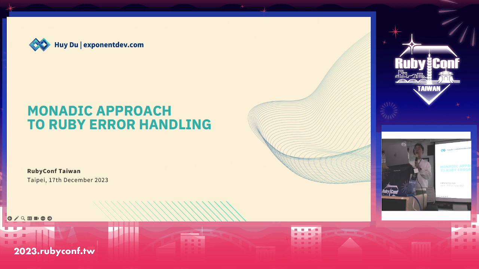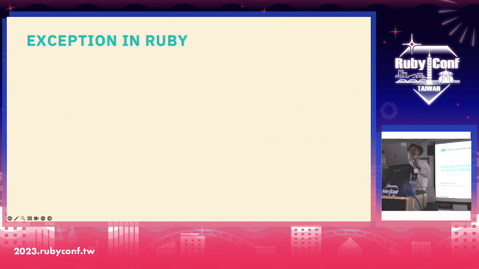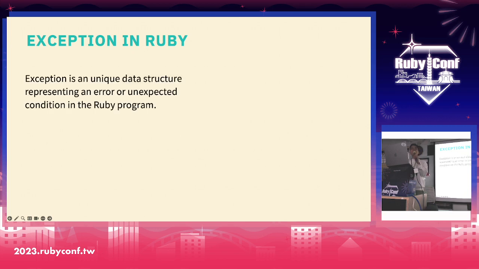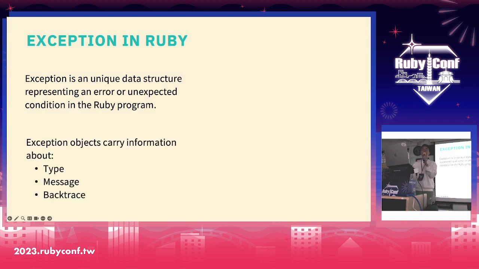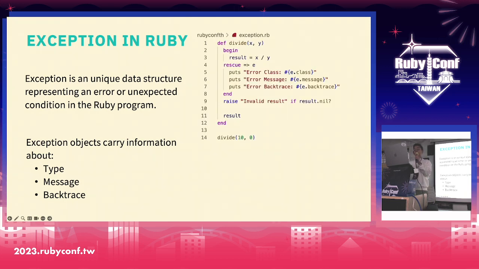So, welcome everyone to Monadic approach to Ruby error handling. I think exception in Ruby is well known to all Ruby developers. It's a unique data structure representing an error or unexpected condition in Ruby programs. It carries the type, the error message, and the backtrace.